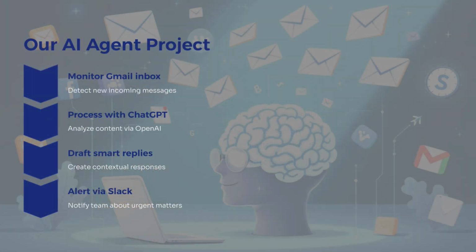We'll build an AI agent that monitors a Gmail inbox, sends incoming emails to ChatGPT via OpenAI, drafts email replies based on the message, and notifies your Slack channel if something urgent needs immediate attention.